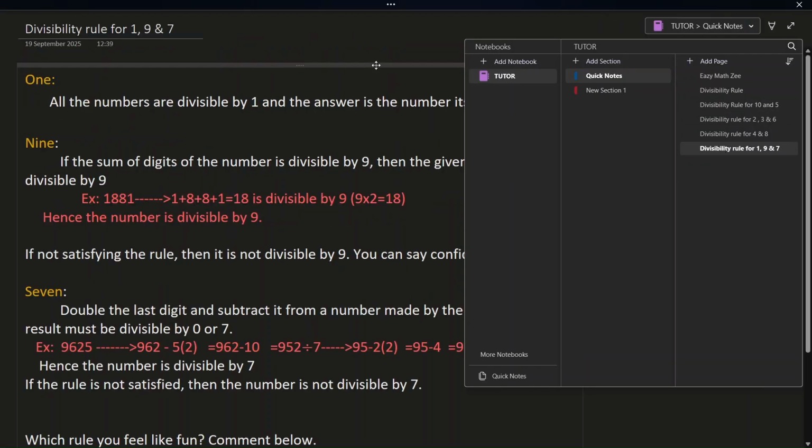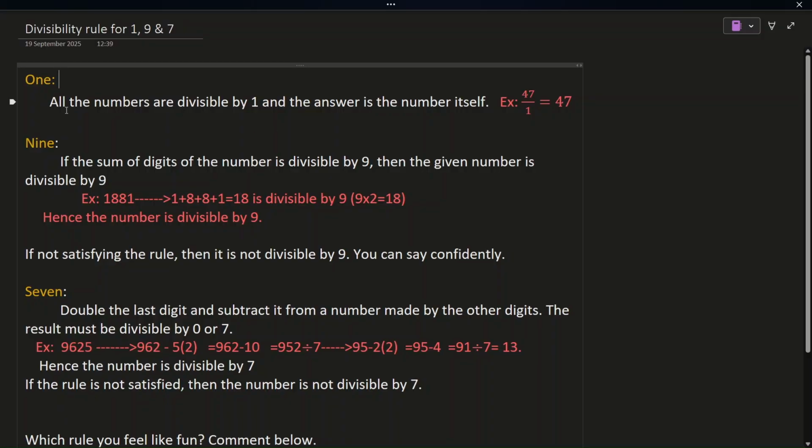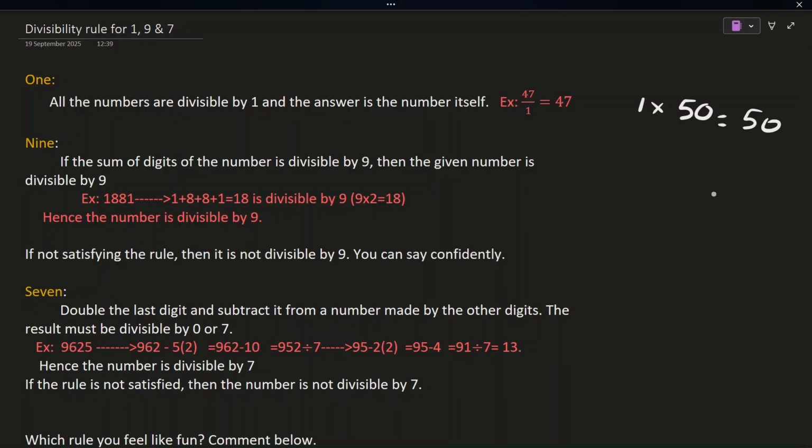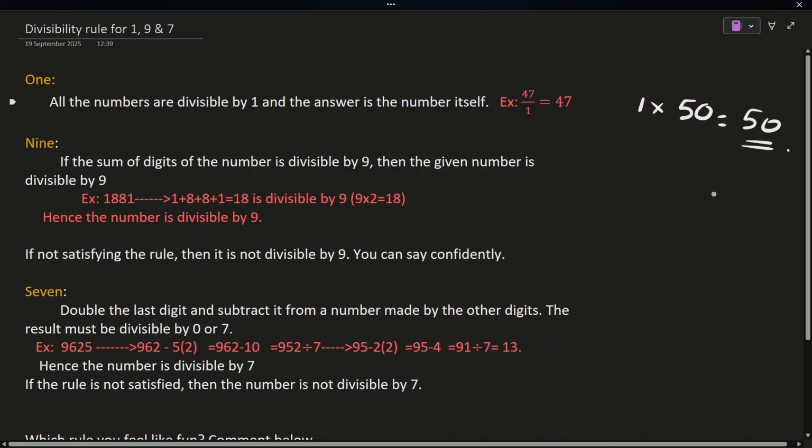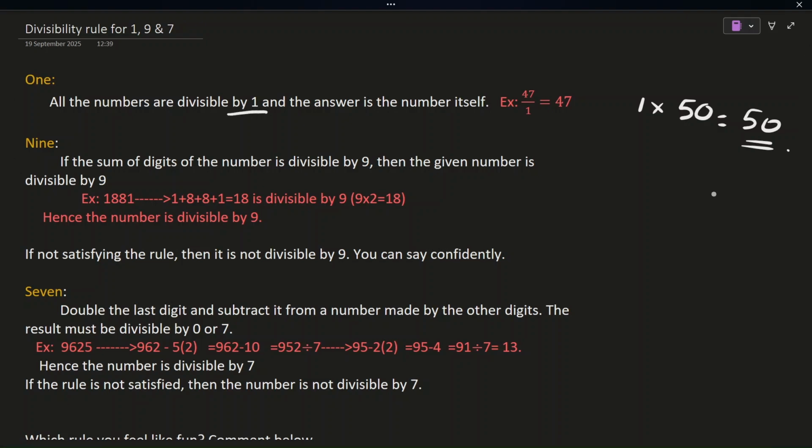Now the last one we will see. Divisibility by 1 we should also know. All the numbers are divisible by 1. That means any number you multiply with 1, you will get the same number as the answer. So the answer is the number itself. So that is the rule. Obviously any number is divisible by 1.